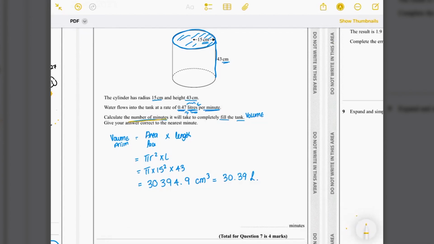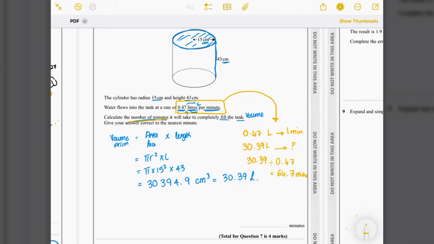Okay. Now, calculate the number of minutes it takes to completely fill the tank. According to this piece of information, you can fill up 0.47 liters in 1 minute. So if you had 30.39 liters, how many minutes would it take you? We're going to do 30.39 divided by 0.47, which equals 64.67.